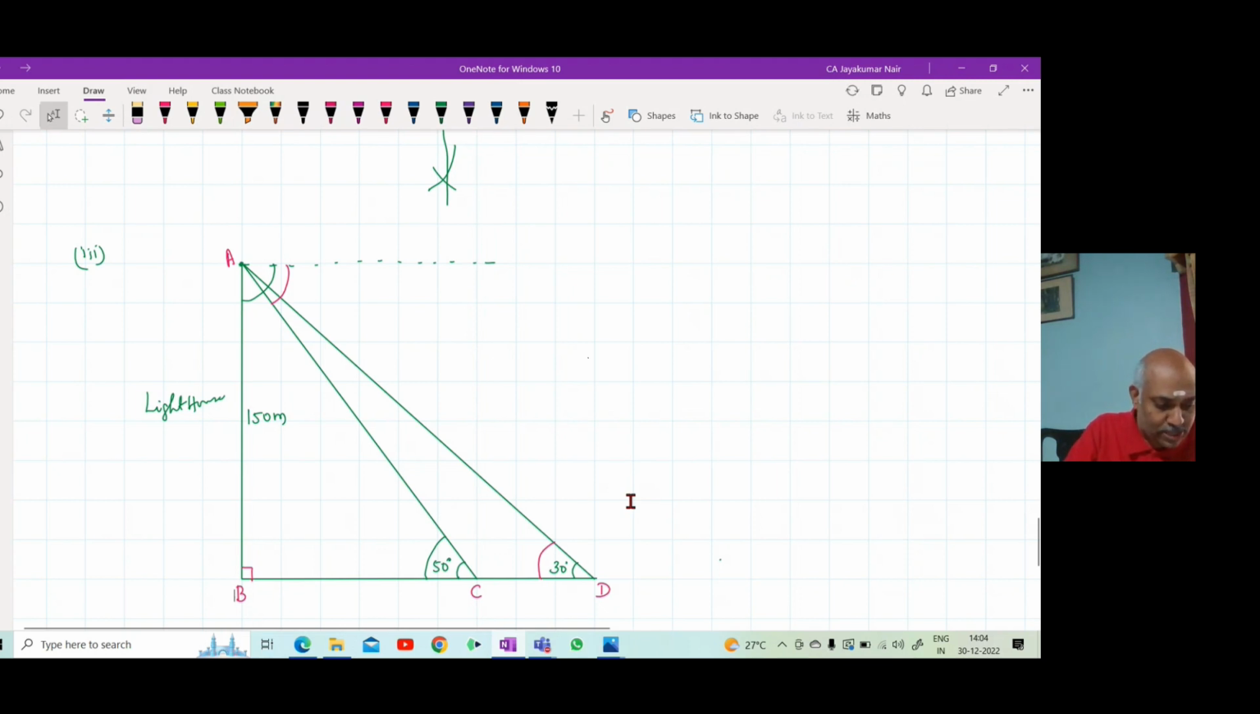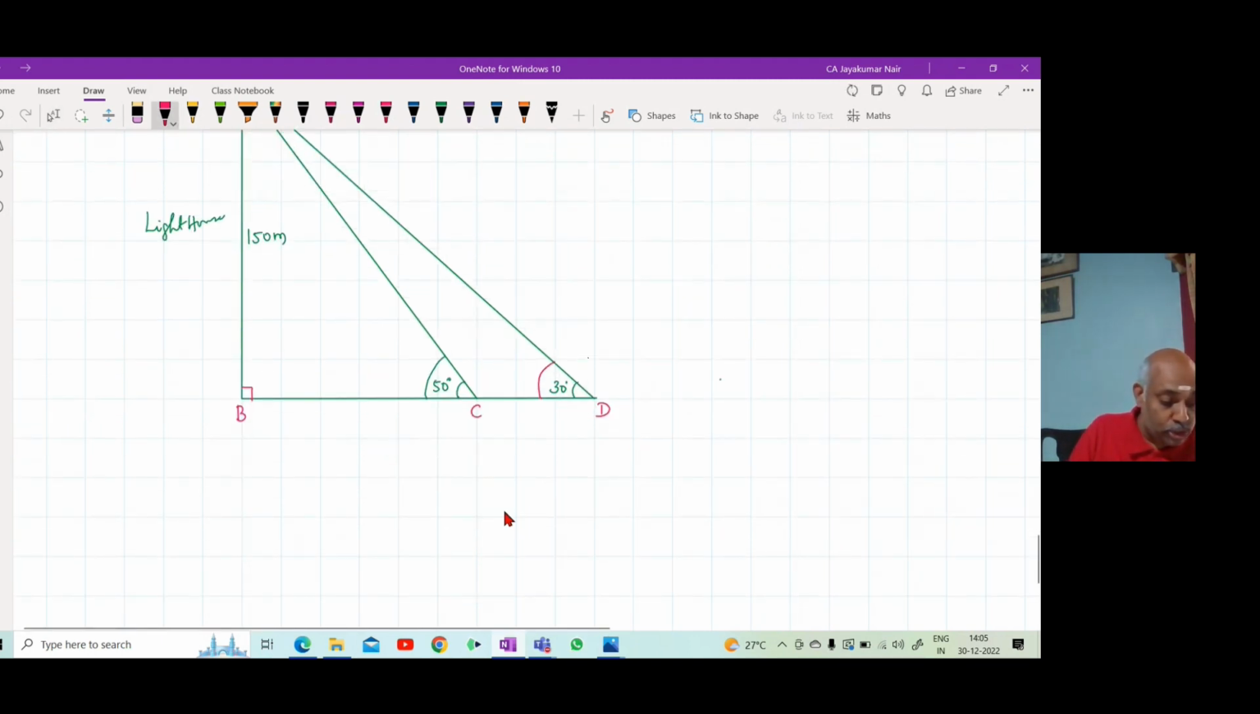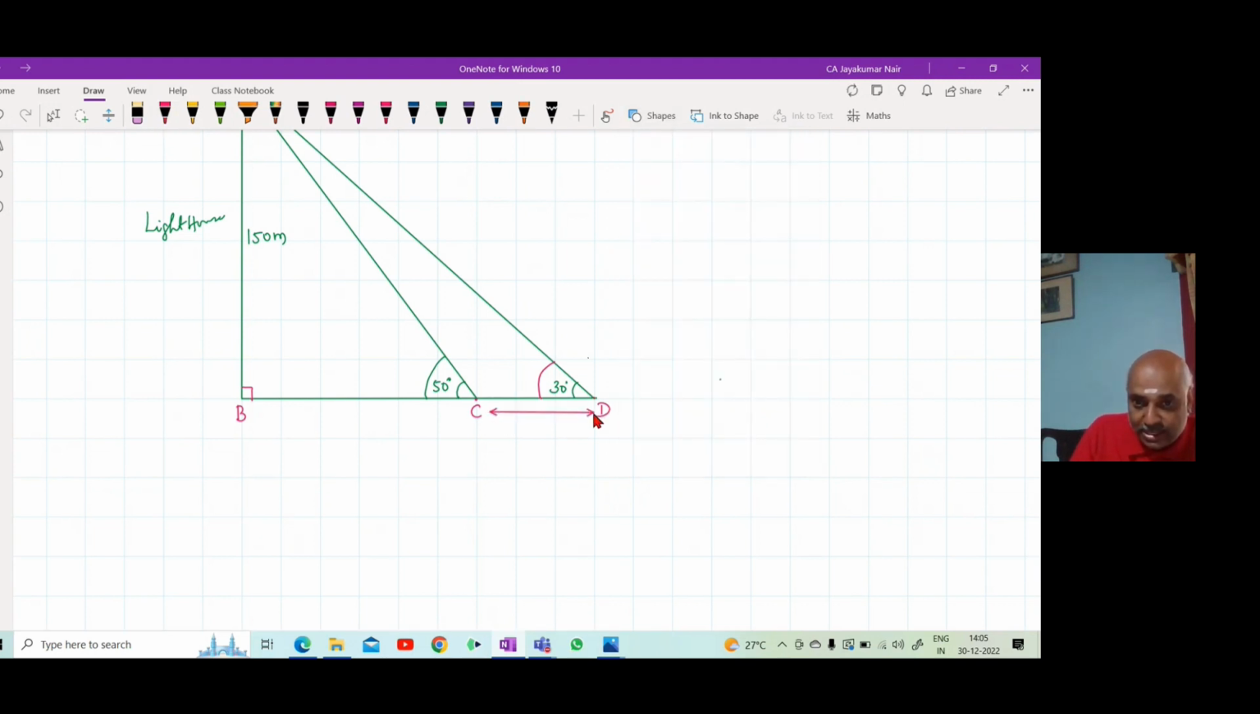So what is the question? I'll read the question once more. An observer standing on the top of a lighthouse 150 meters above the sea level watches a ship sailing away. As he observes, the angle of depression of the ship changes from 50 degrees to 30 degrees. Determine the distance traveled by the ship during the period of observation. So the ship was here and it has moved here. What is asked is, what is this distance? That is the question.